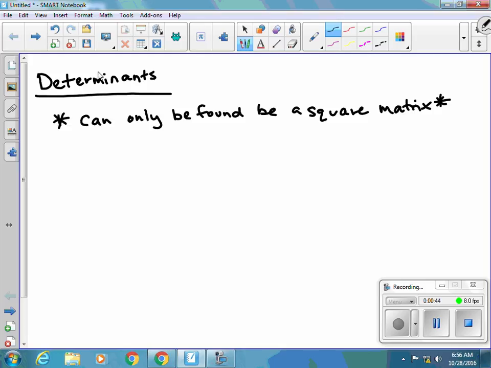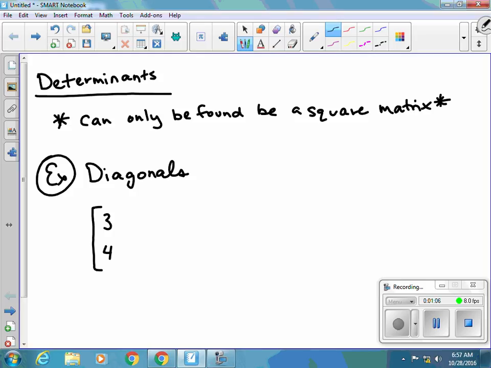The easiest one to kind of show you an example of is using a 2 by 2, just so you can kind of get the hang of this. I'm going to show you using diagonals. There is another method, but I think the diagonals is probably the easiest to understand. So for instance, if I have a matrix that's say 3, 4, -2, and 1. So here's how I find my determinant.